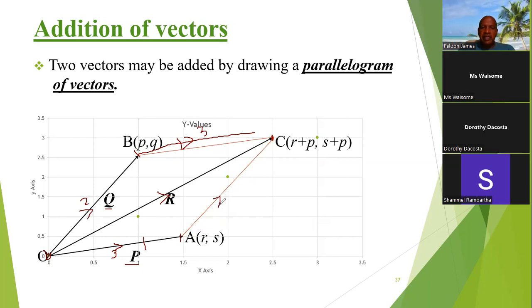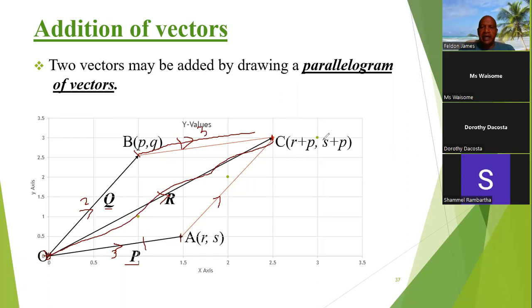Now, the reason for drawing a parallelogram is that vector addition obeys a parallelogram rule: when you construct this into a parallelogram and find the actual length of the diagonal of the parallelogram, it gives you the equivalent vector.